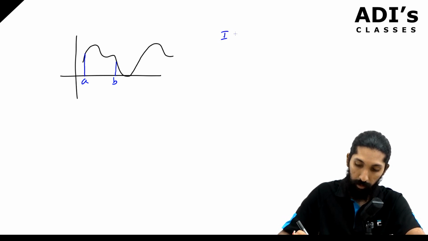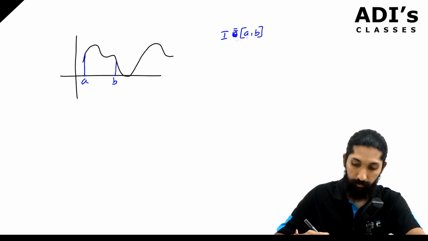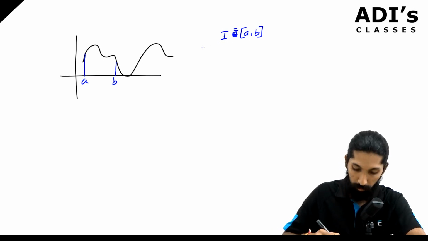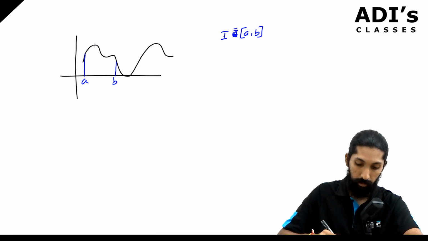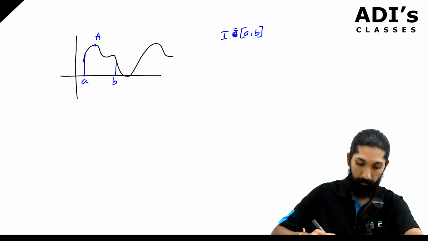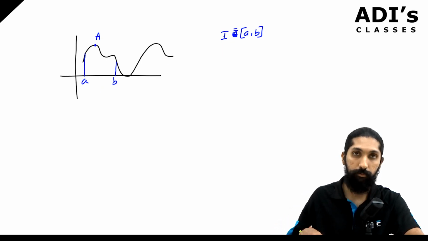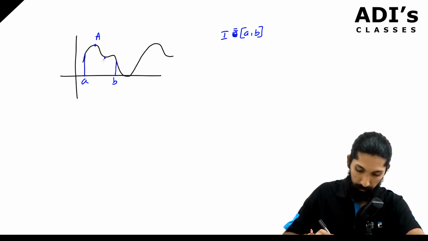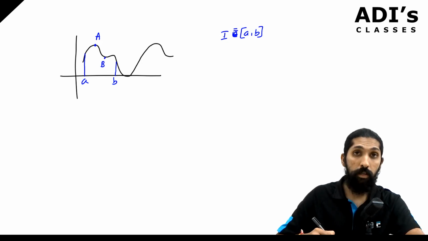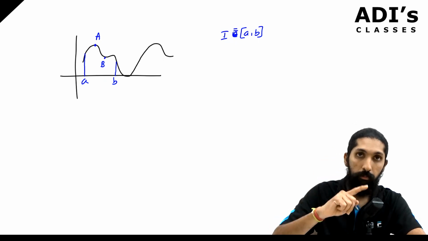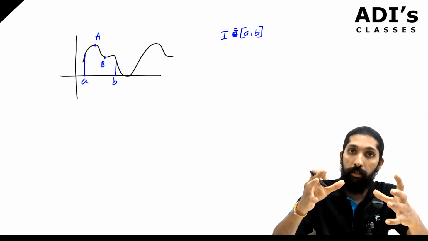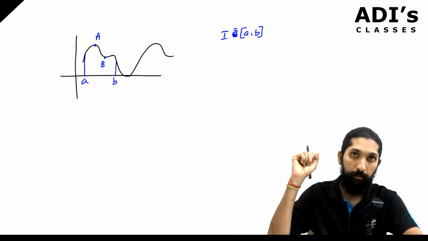So, the interval is A comma B. Now, in this interval, see this point, this is the maximum. Let's call this capital A. Capital A is the local maxima. All right. And let's say this is B. Point B is the local minima. That too, minima and maxima in a particular interval, not for the entire graph.